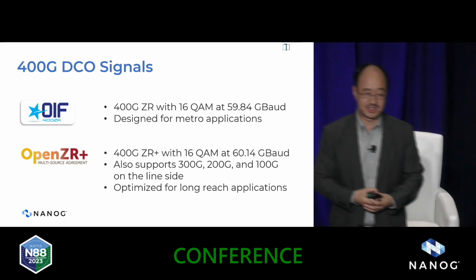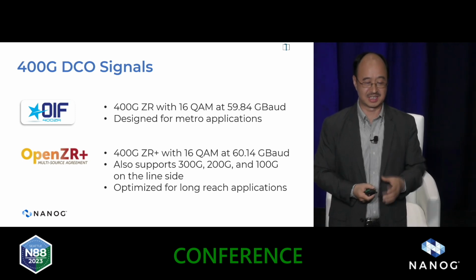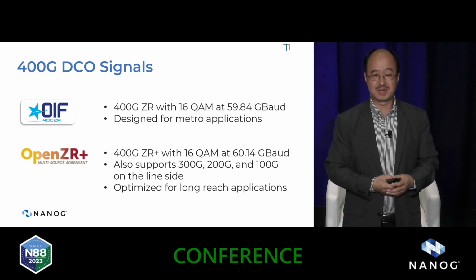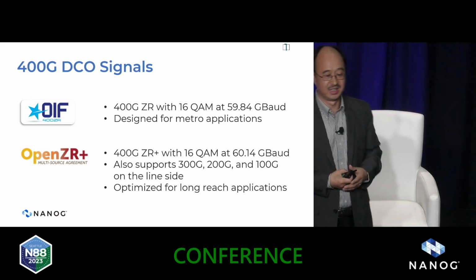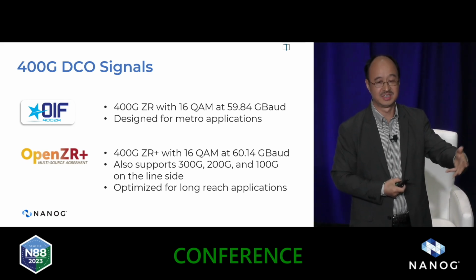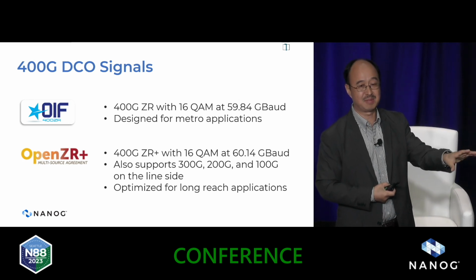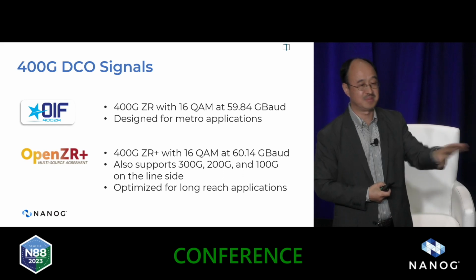Quick review of the 400 gig digital coherent optics DCO signals. There are two standards bodies. You probably heard quite a bit. The OIF defined the 400 gig ZR signal, which is 16 QAM, about 60 gigabaud signal. It's designed for the metro applications.